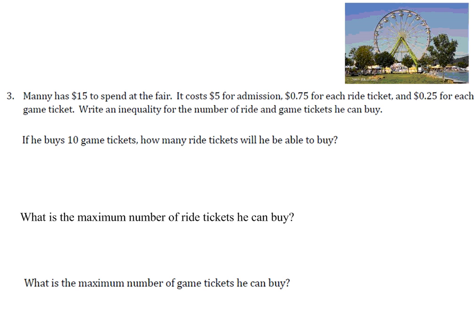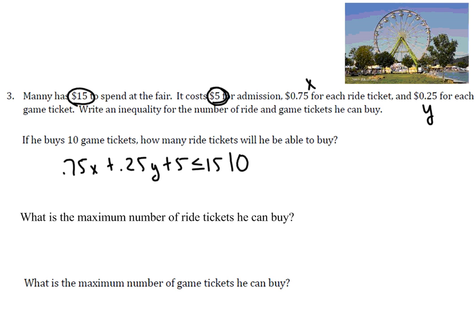So if I let ride tickets be X and I let game tickets be Y, it costs $5 for admission. So out of the 15 bucks Manny already has, he's already down to 10. Okay, and the reason for that is that if I take 75 cents for each X, plus 25 cents for each Y, plus $5, it's got to be less than or equal to 15.